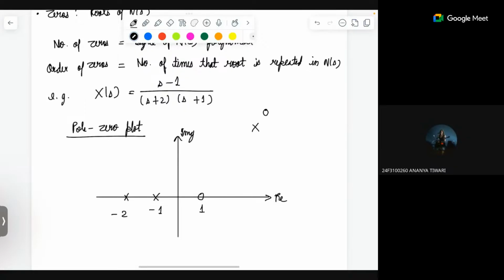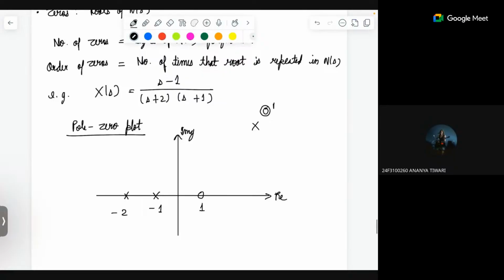If there are multiple zeros, then you can circle it like this and write 3, 4, whatever the number of zeros there are. Suppose there are 4 zeros, or suppose there are 5 poles. This is how I represent them. The representation is clear now.